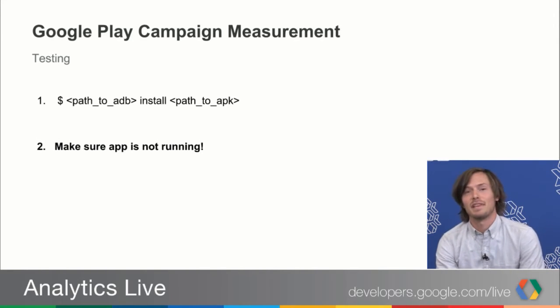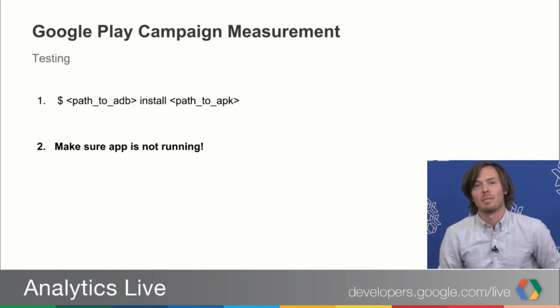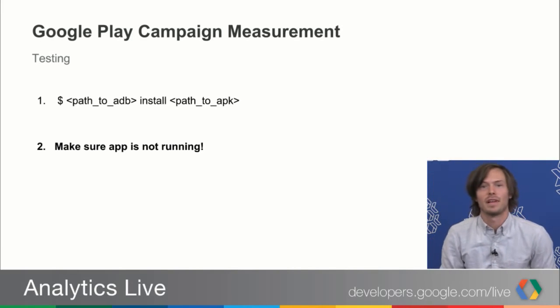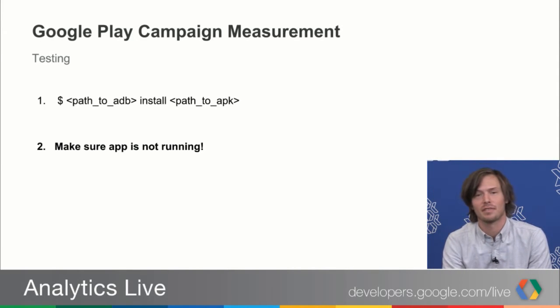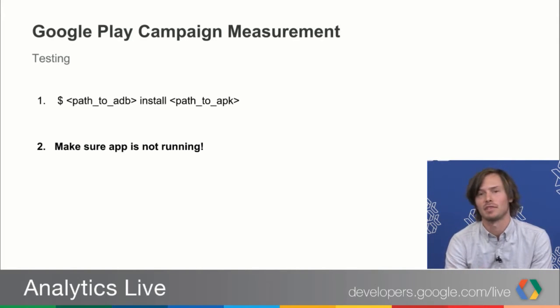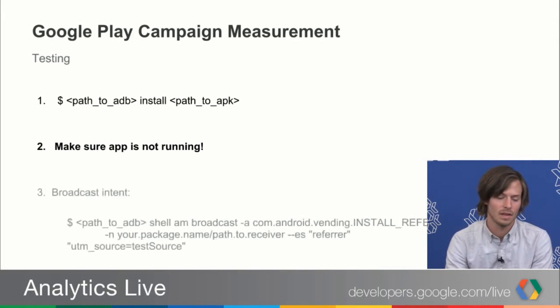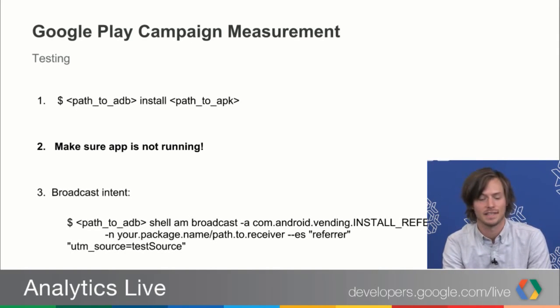Step 2 is to make sure the app isn't running. That causes problems with the way that the Google Play broadcast receiver and the service are designed to work. So just make sure the app isn't running. Just install it, but don't actually open it. And then the third is we're actually going to broadcast the intent.